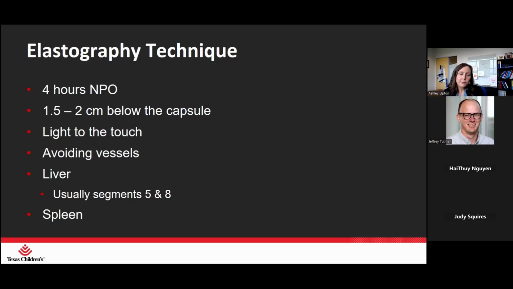For the spleen, it's pretty much the same thing. We're trying to also avoid the capsule of the spleen because, again, it's stiffer towards that capsule. But to me, the spleen is a bit more challenging when doing elastography just because it's a smaller organ and it's harder to avoid that capsule.